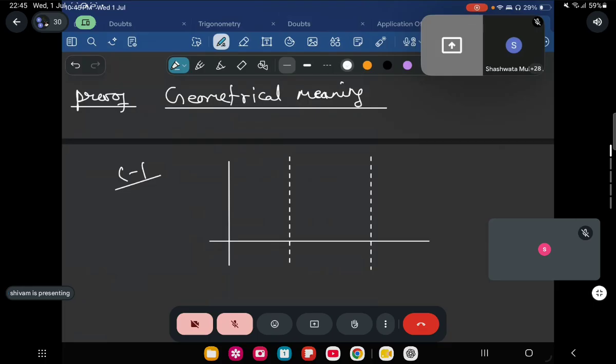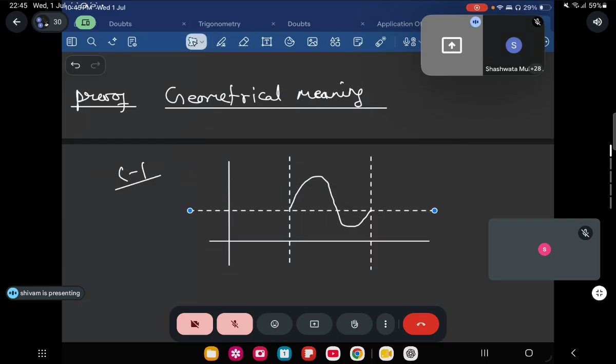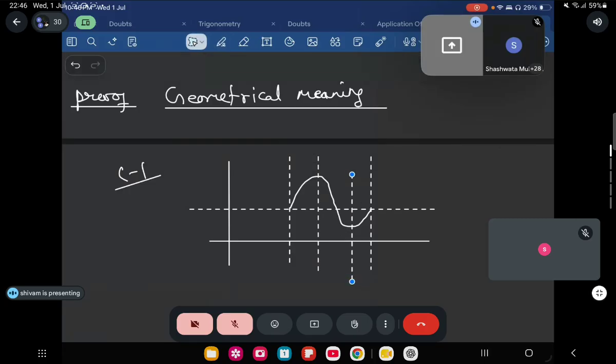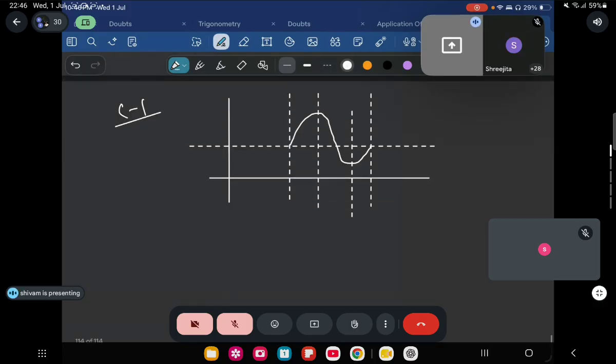Over here, how many points are you getting where f dash x is equal to 0 between A and B? Raise your hand. Two. There are two values of x between A and B such that f dash x is equal to 0. Are you people able to understand? Yes, sir.